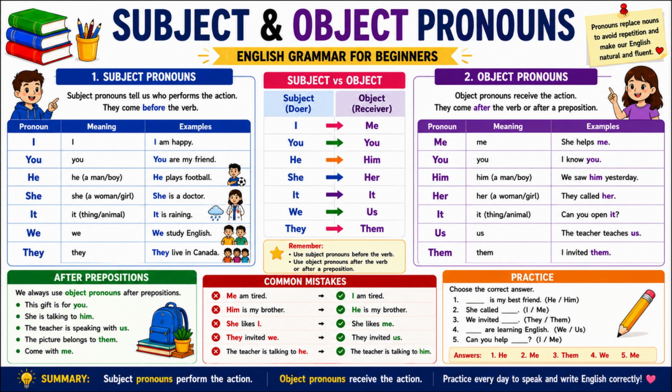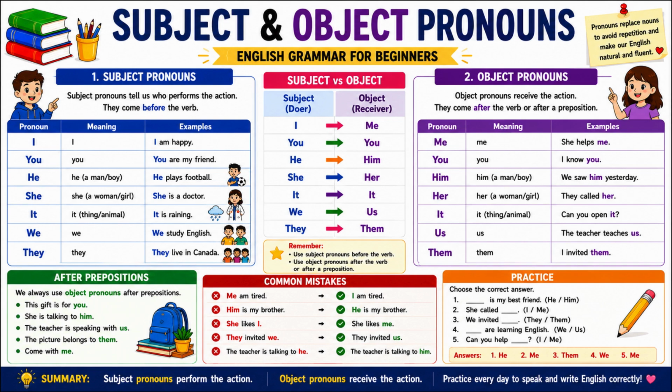Common mistakes. Wrong: me am tired. Correct: I am tired. Wrong: him is my brother. Correct: he is my brother. Wrong: she likes I. Correct: she likes me. Wrong: they invited we. Correct: they invited us. Wrong: the teacher is talking to he. Correct: the teacher is talking to him.